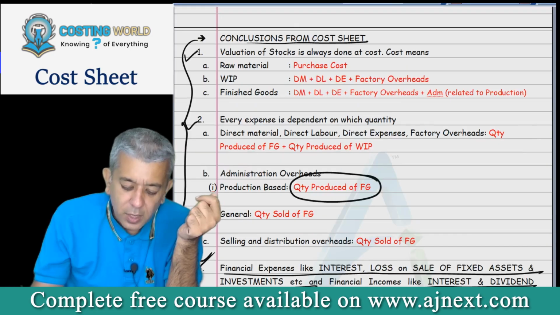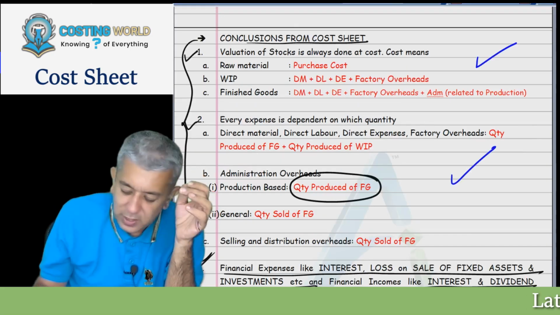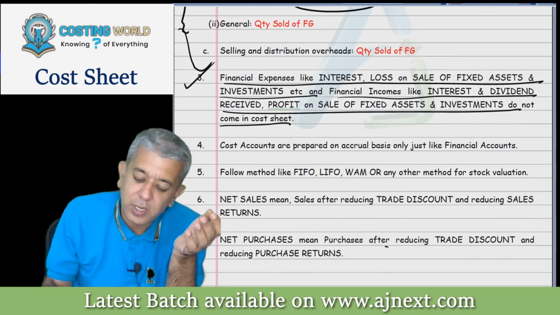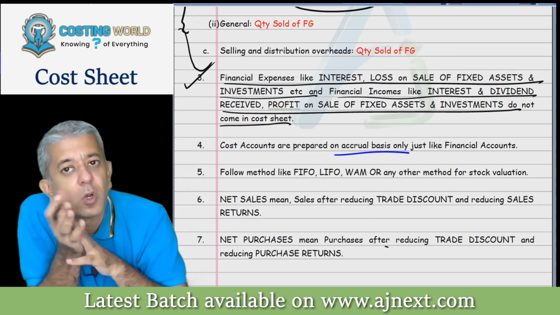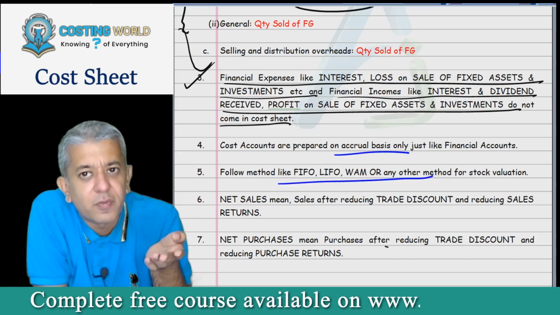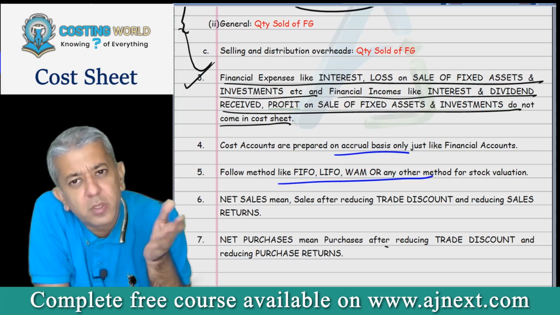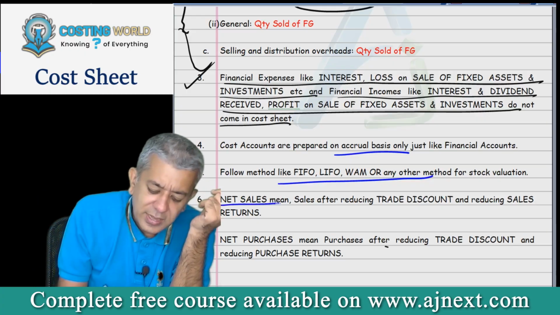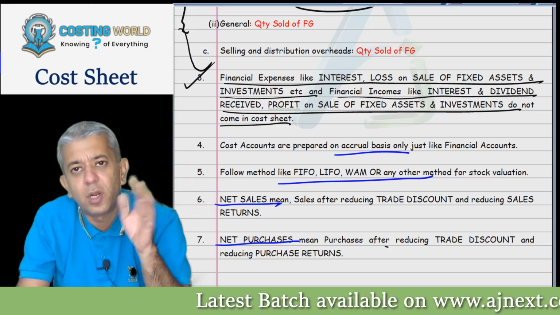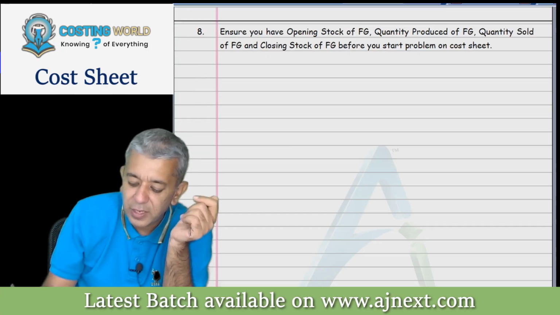Now, this thing is all okay. Financial expenses do not come in costing. Financial incomes do not come in costing. Cost accounts are also prepared on accrual basis only. For valuation of stock, by default, we'll follow the FIFO method, although there are other methods also. Net sales and net purchases mean after deducting all returns and trade discount, if any.